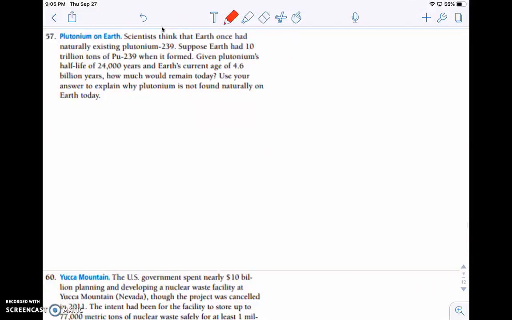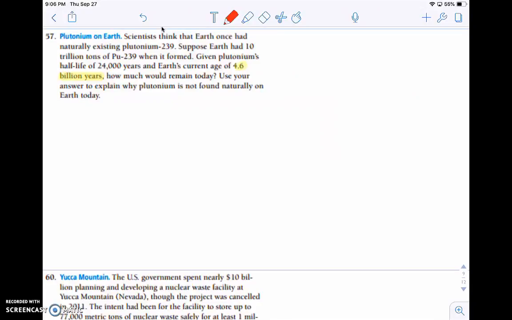Okay, now we're going to go back to this idea of plutonium on Earth. So scientists think that Earth once had naturally existing plutonium-239, and let's suppose that the Earth had 10 trillion tons of this plutonium-239 when the Earth was formed. So given that plutonium's half-life is 24,000 years and Earth's current age is estimated at 4.6 billion years, how much would remain today? And then we're going to use our answer to explain why plutonium is not found naturally on Earth. It's not a simple thing to find.